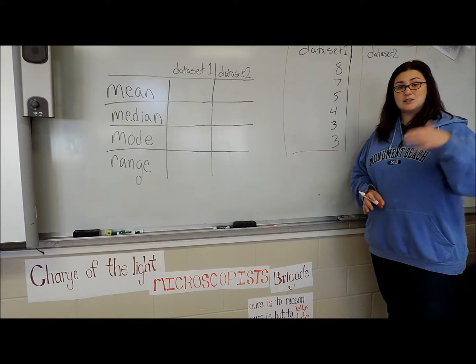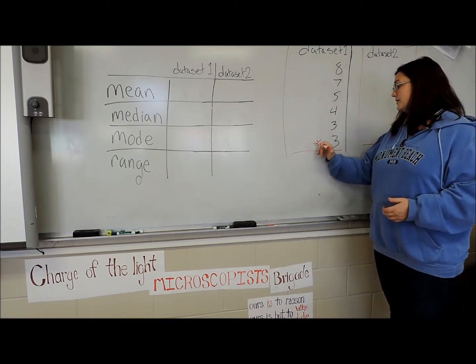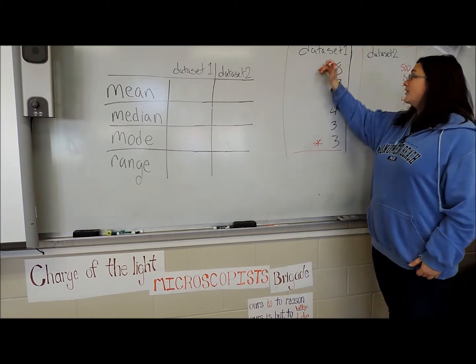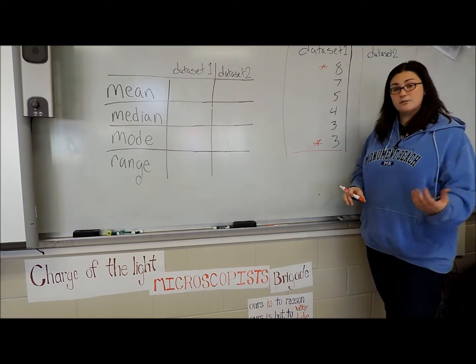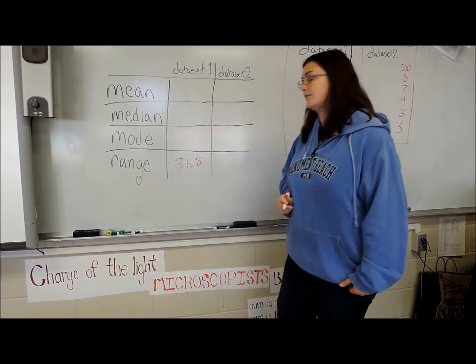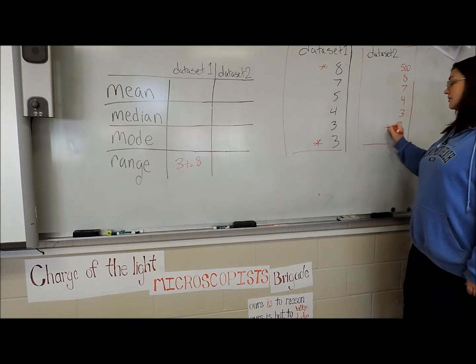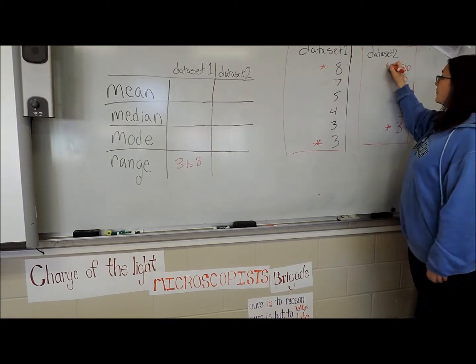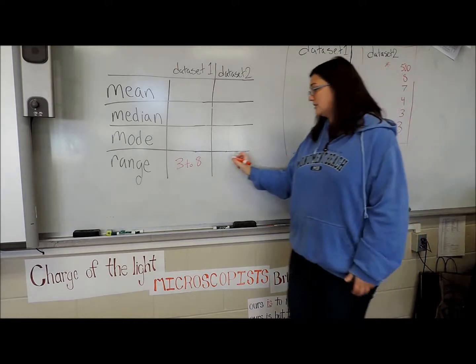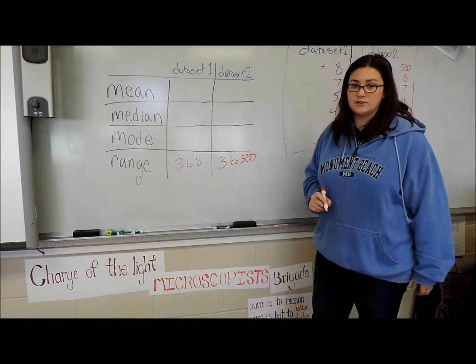As you know, range is the smallest and the largest number. So the smallest number is right here, it's 3. Largest number is right here, it's 8. So for data set 1, I'm going to put 3 to 8 for our range. If we're taking a look at data set 2, 3 is still the smallest, but 500 is now the largest. So I'm going to put 3 to 500 for the range.